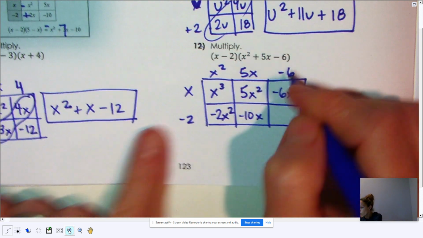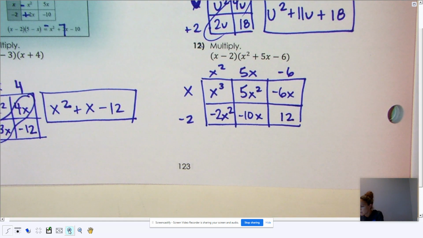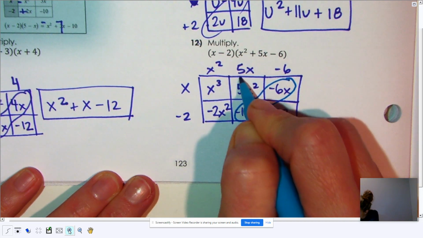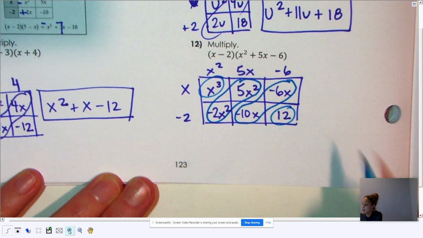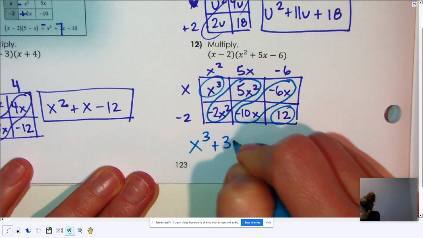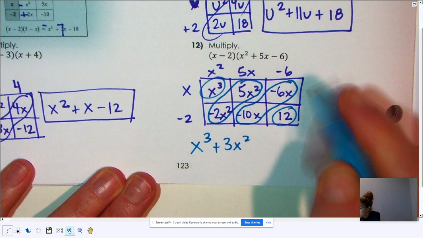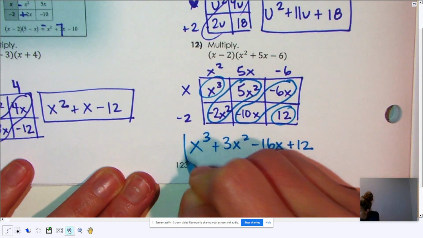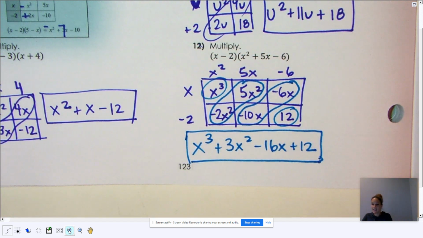You could do them in any order and it doesn't matter, because when we get to the end, we're just going to be looking for the like terms. So those x's are alike, the x squareds are alike, and then this one's by itself and that one's by itself. So I'm going to write x cubed plus 3x squareds, 5 take away 2. And then if I've got negative 10 and negative 6, that's negative 16 x's, and then a plus 12 at the end. And that's my final answer. And that is your notes for the Unit 10 review.